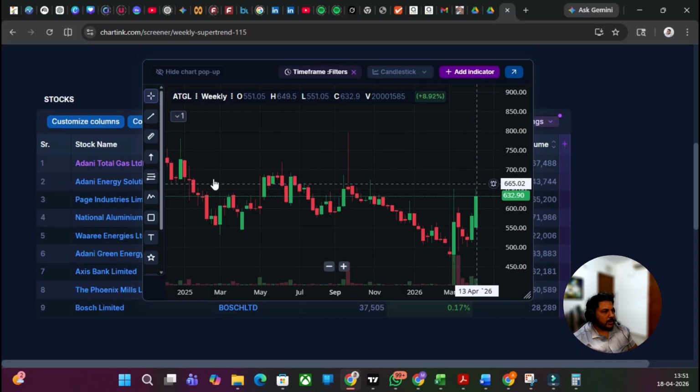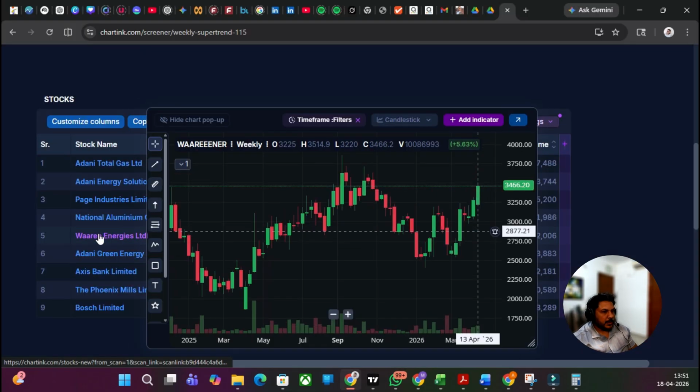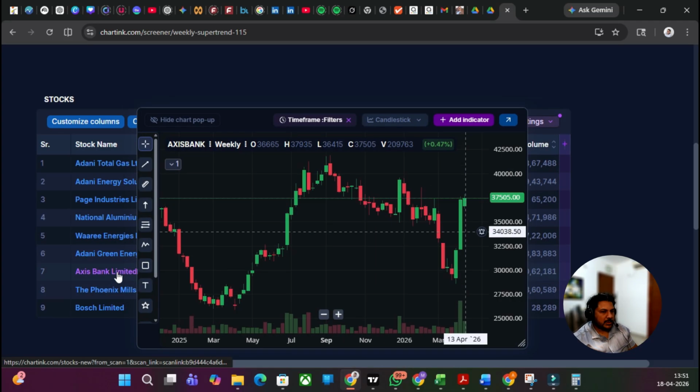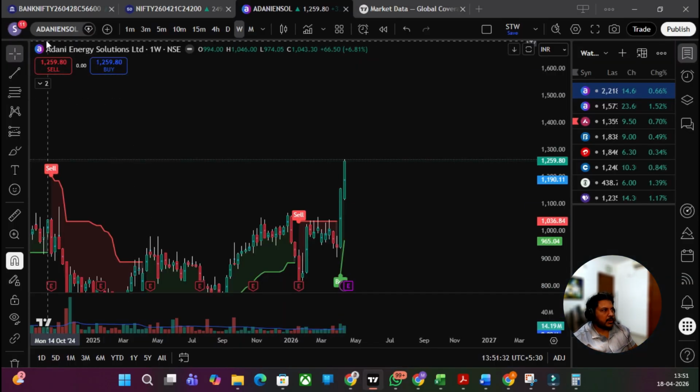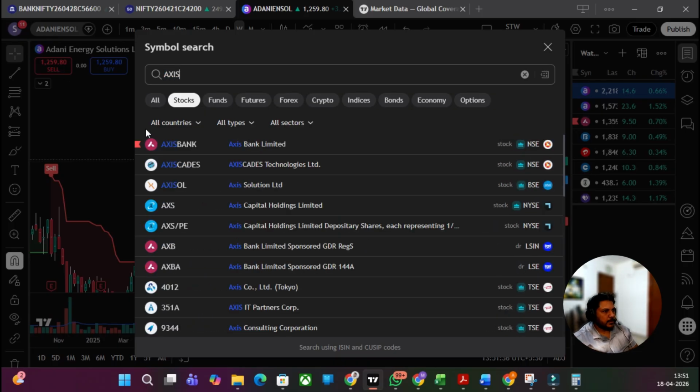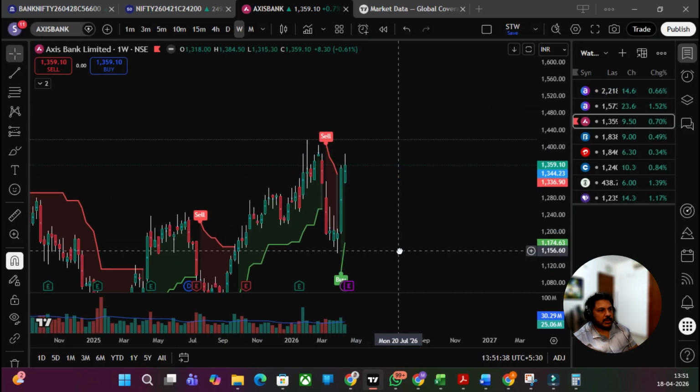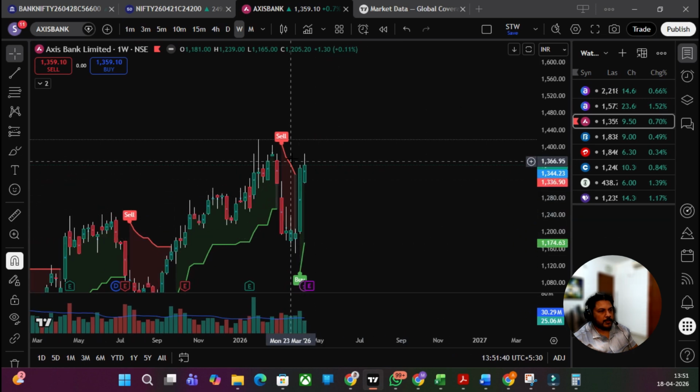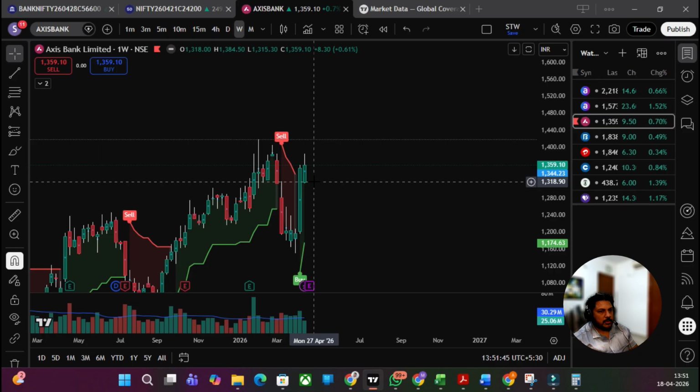So let's look at another stock. Let's look at banking stock, Axis Bank. Axis Bank is giving an entry. So this was the entry candle. Next candle you bought it at around 1318. Your stop loss is about 1175.